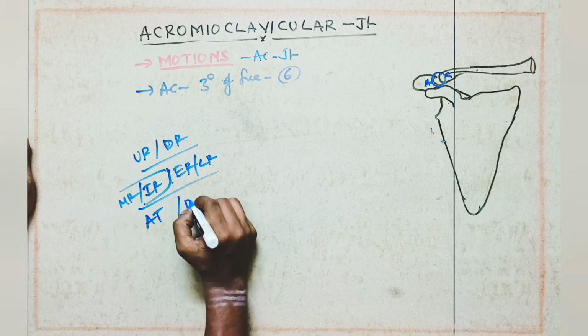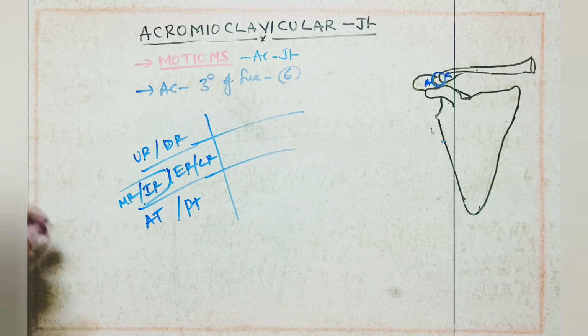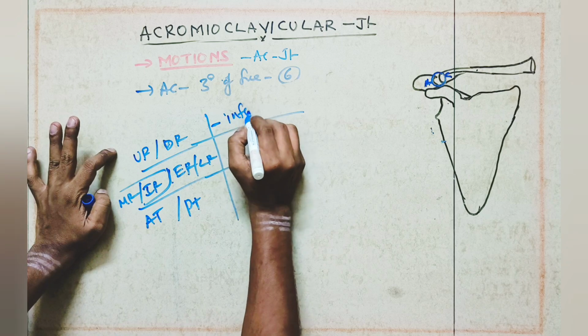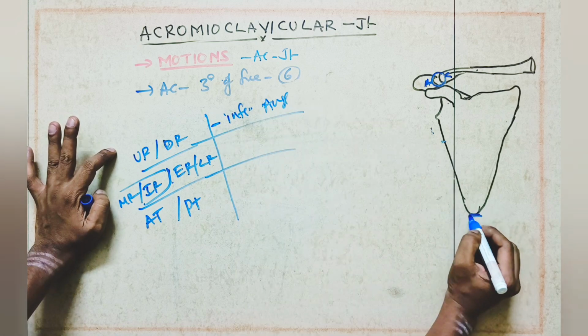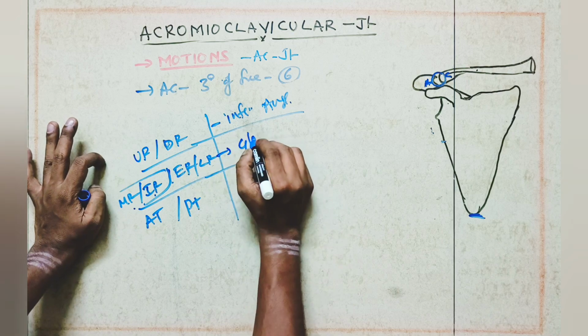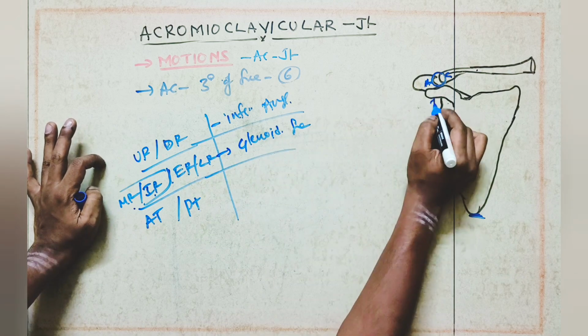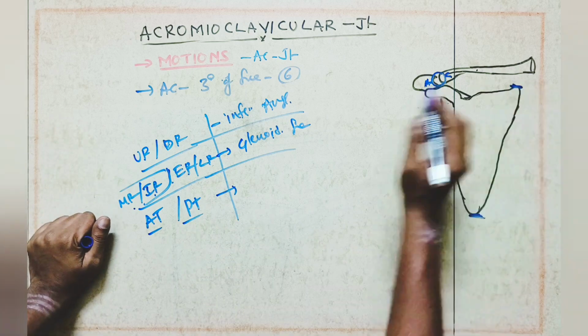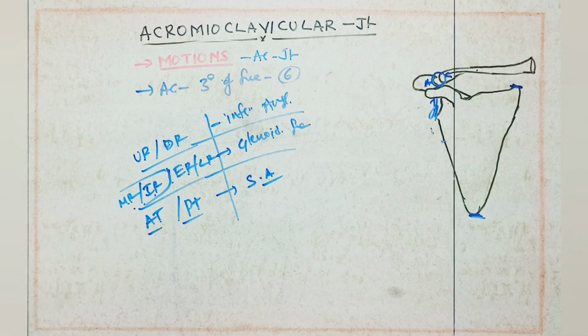Now we will see anterior tilt and posterior tilt. In upward rotation and downward rotation, we have to focus on the inferior angle and how it is moving. When we are seeing medial and lateral rotations, we have to focus on how the glenoid fossa is moving. When we are seeing the anterior and posterior tilt, we have to see the superior angle of the scapula. So these are the movements of the acromioclavicular joint. Clear?